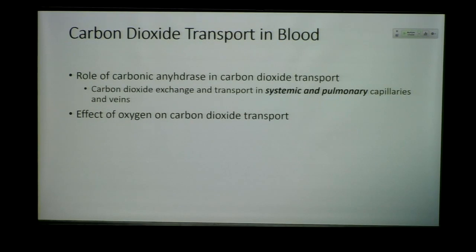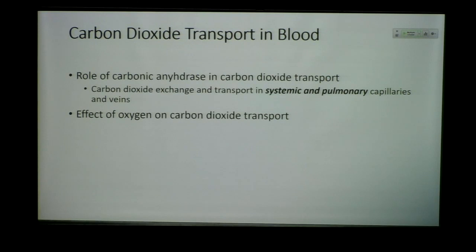Okay, now we'll speak a little bit about the role of carbon dioxide, the way carbon dioxide is transported. And this brings us to speak about carbonic anhydrase. This is something we also introduced in chapter 15. So carbonic anhydrase catalyzes the reaction of carbon dioxide plus water to form carbonic acid. And that is really how we circulate the majority of our carbon dioxide.